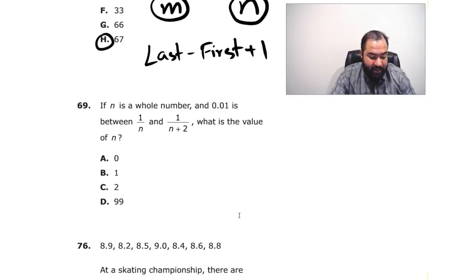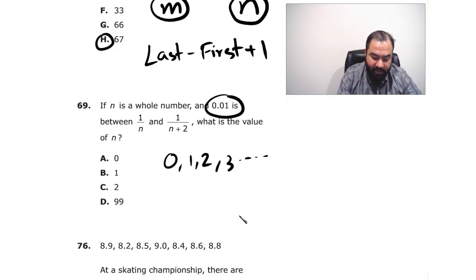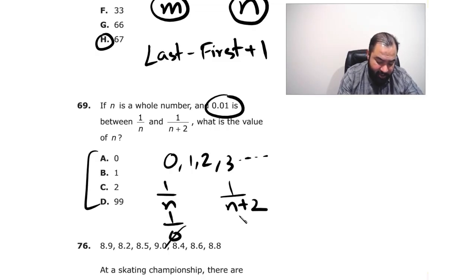Question 69, it says if n is a whole number, remember 0 is a whole number: 0, 1, 2, 3, all positive numbers. Don't be shocked knowing 0 is a whole number. So if n is a whole number and 0.01 is between 1 over n and 1 over n plus 2, what is the value of n? You can do trial and error, check each option. First of all, 0 is not going to work. If n is 0, 1 over 0, 0 cannot be in the denominator.